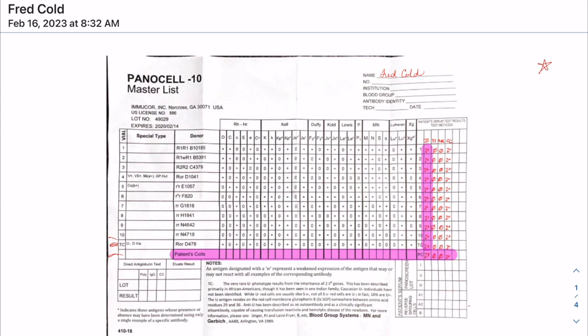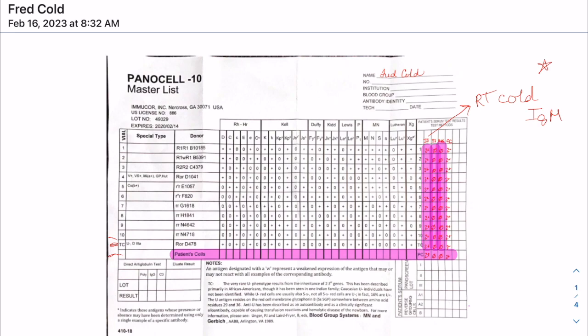Immediate spin is your room temperature, that's where your colds are, where typically your IgM antibodies are going to react. In this panel you can see it goes away at 37 and AHG, and that's really typical of a cold. Unfortunately, sometimes with a really strong one you can get 2+ reactions the whole way across.